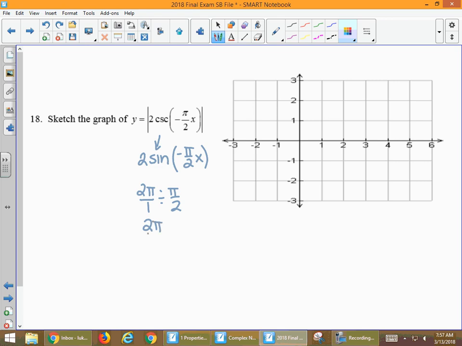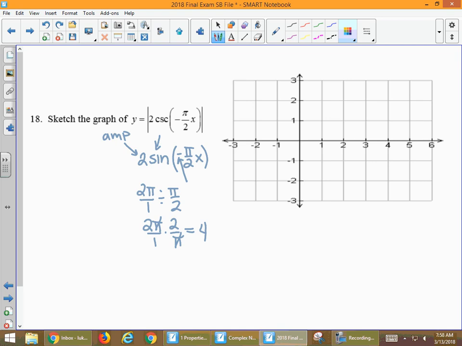2 pi over 1 times 2 over pi. So our pi's are going to cancel, and the period of our function is going to be 4. The other transformations that we have going here, we have an amplitude of 2, and this negative in front of our pi over 2 is going to reflect over the y-axis. So instead of going up first when I'm graphing, I'm going to go down first for my sine graph.